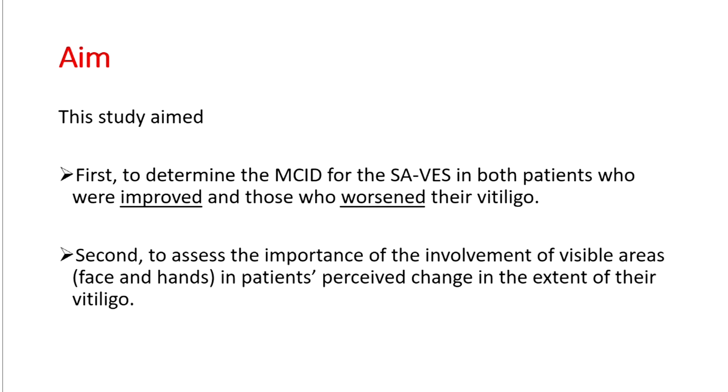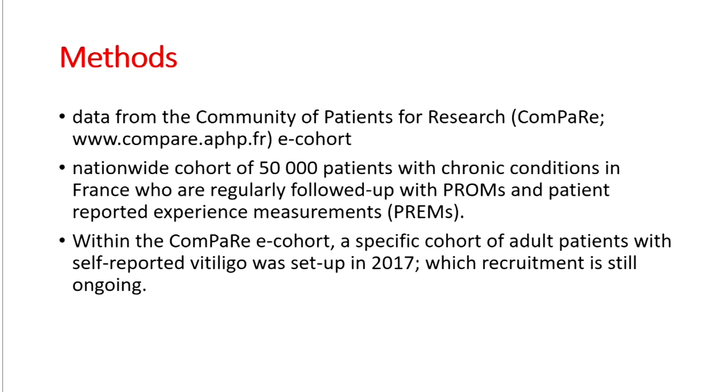So this study has two aims. The first aim was to determine the minimal clinical important difference for the SA-VES, but not a global minimal clinical detectable change, rather something for those who improved. We divided it in two, because maybe the improvement is not exactly the same as the worsening, and we found that it was not exactly the same, in fact. Second, we aimed to assess the importance of the involvement of visible areas, the face and the hand, in patients' perceived change in the extent of their vitiligo.